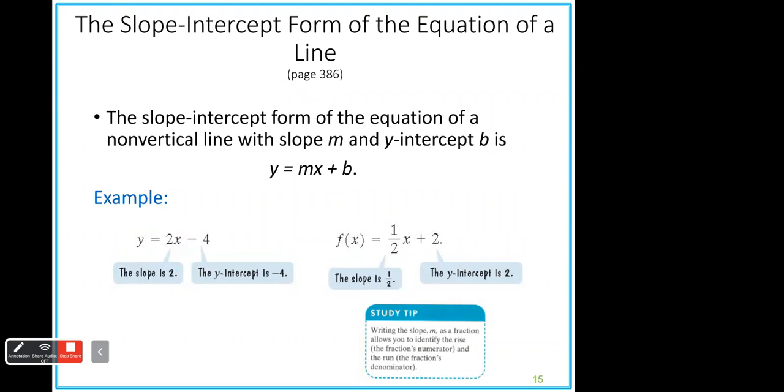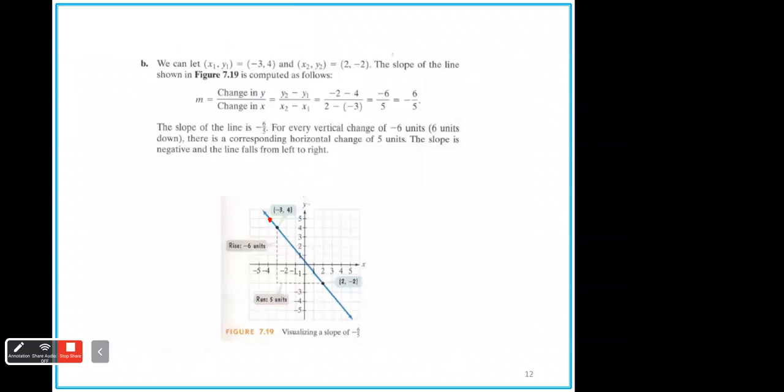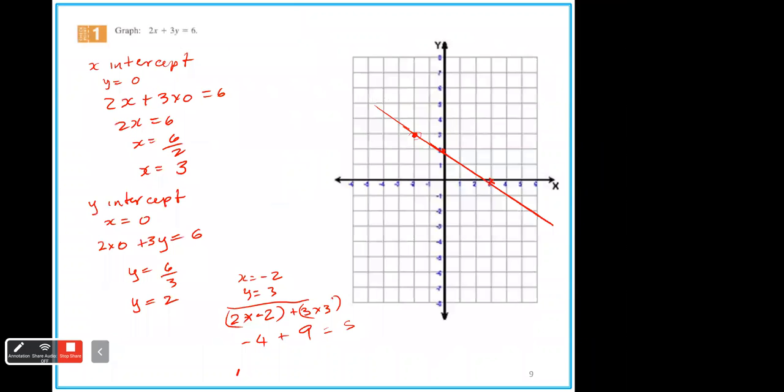So the slope-intercept form of the equation of a non-vertical line with a slope of m and a y-intercept b is y equals mx plus b. So we could rewrite our equations in this form. And this form is called the slope-intercept form of the equation. So the equations that we looked at just now were not written in the slope-intercept form. Okay, so this equation that we looked at here was not written in the slope-intercept form.